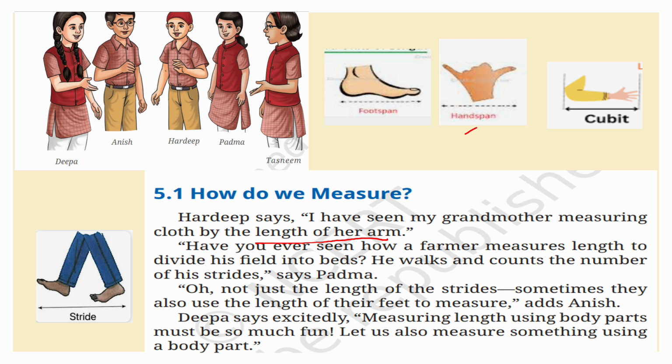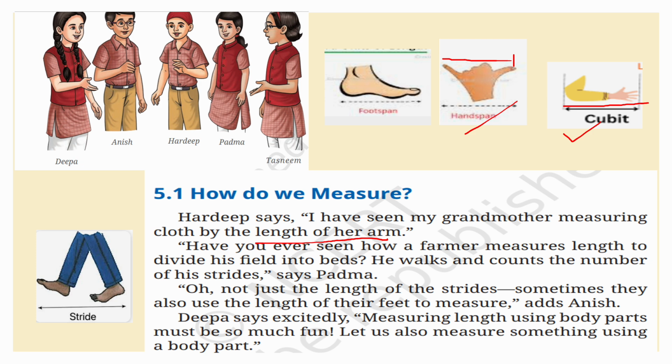In the picture, you can see handspan and cubit. They are non-standard units of measurement. What do you mean by handspan? Handspan is the distance from the tip of the thumb to the tip of the little finger with the hand fully extended. That is handspan. Then what do you mean by cubit? Cubit is the distance from the elbow to the tip of the middle finger. That is cubit. These are non-standard units of measurement.